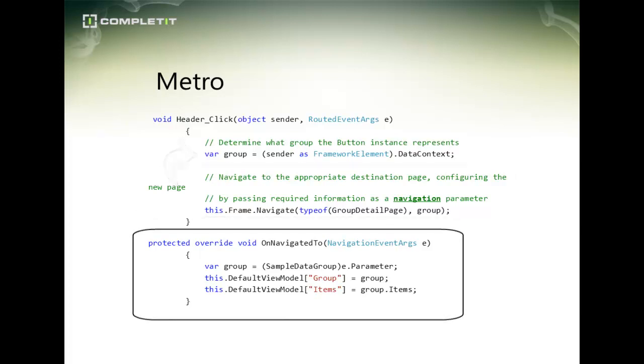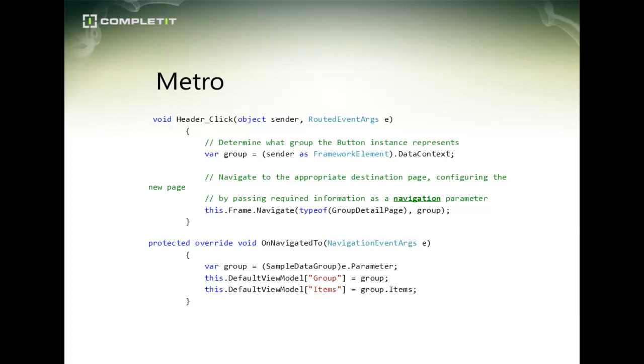There's also this OnNavigatedTo that you're going to find in every single new page that you create in a Metro application, and this is really designed with MVVM in mind. So we have our var group equals maybe a SampleDataGroup, and I took this out of just one of the templates. e.Parameter, this.DefaultViewModel Group equals group, and this.DefaultViewModel Items equals group.Items. So now you can take this information and start manipulating it and doing things with it in your Metro application.